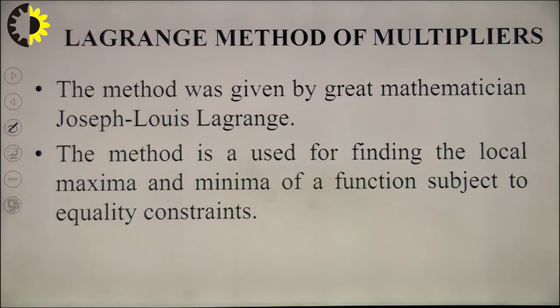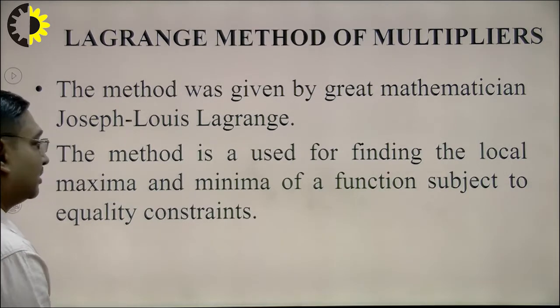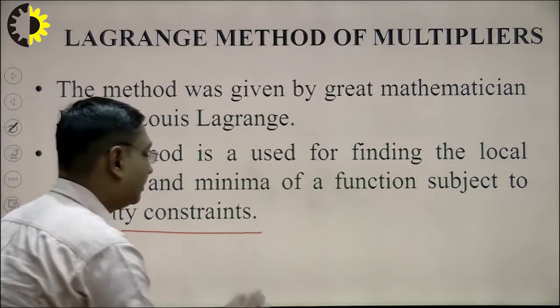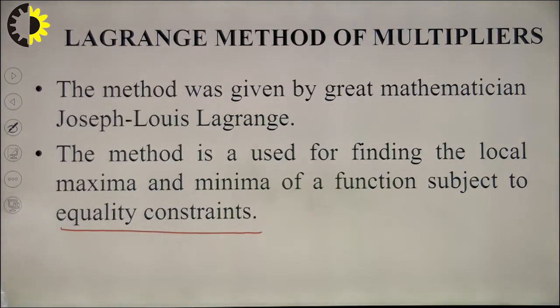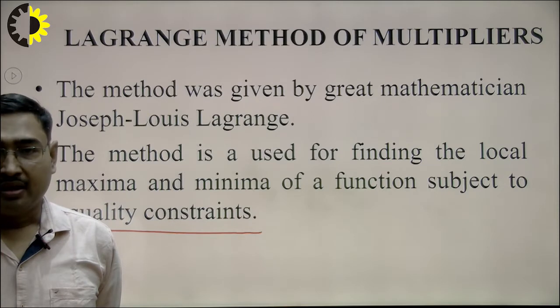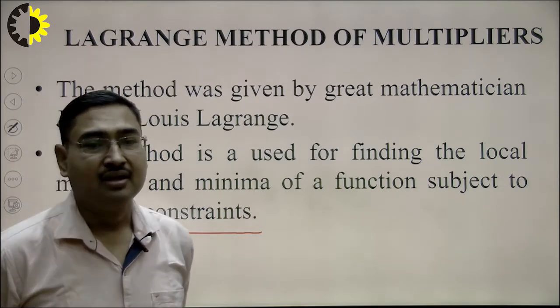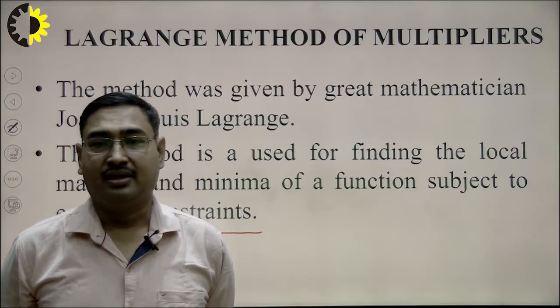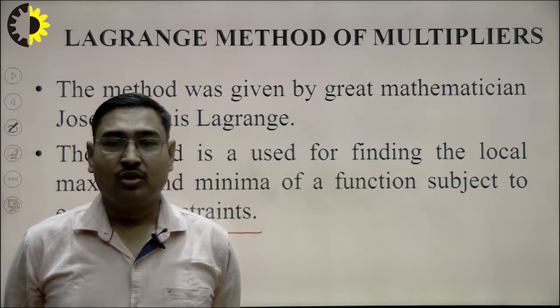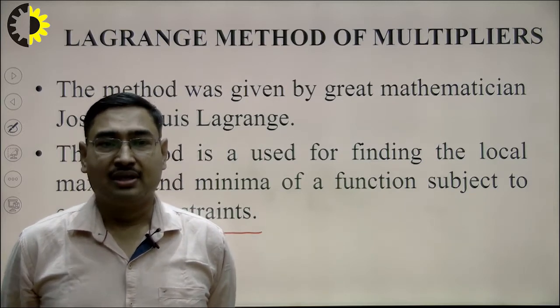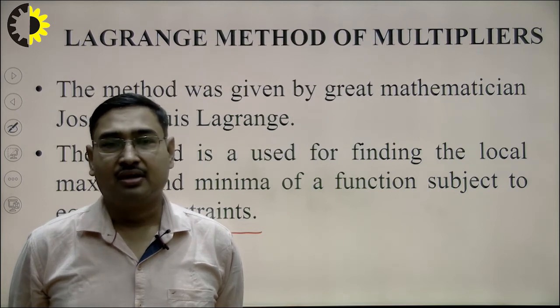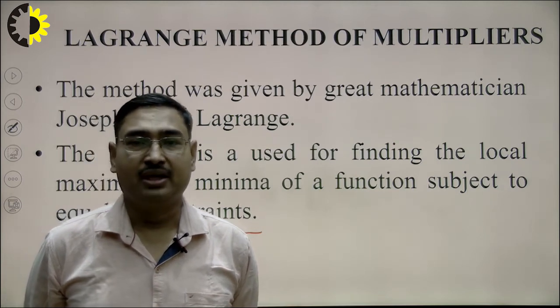The method is used to find the local maxima and minima of a function subject to equality constraints. That is, in this method, we will be given a function which is to be extremized satisfying certain equality constraints. That is, we are going to perform constraint optimization under this Lagrange method of multipliers.